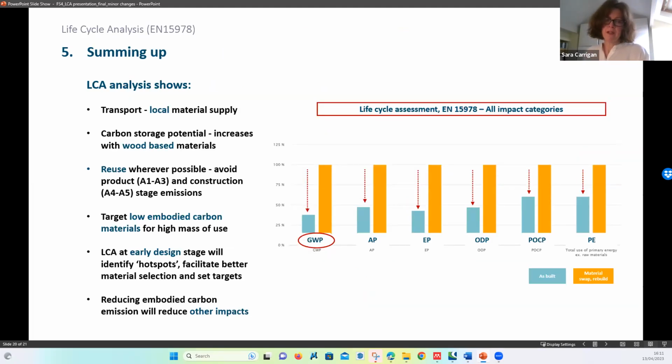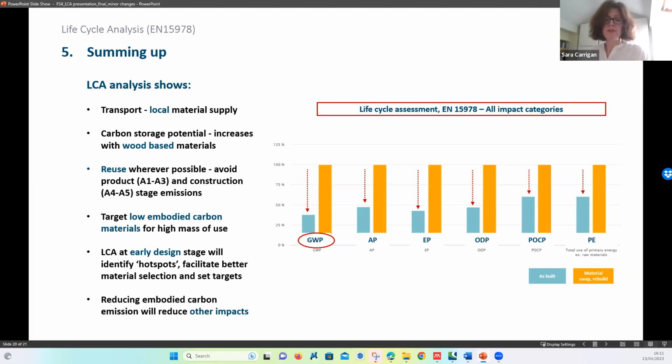So in summing up, the life cycle analysis tells us a number of things. Local material supply should be targeted, and the results show an optimum situation where all materials are sourced in Ireland, and this was reflected in very low emissions for the transport stage. Carbon storage potential increases when wood-based materials are used, and this was demonstrated in the insulation material swap out, where carbon storage reduced by 27%. Materials should be reused wherever possible, and we saw this in the very low emissions for the facades, which included the existing concrete.